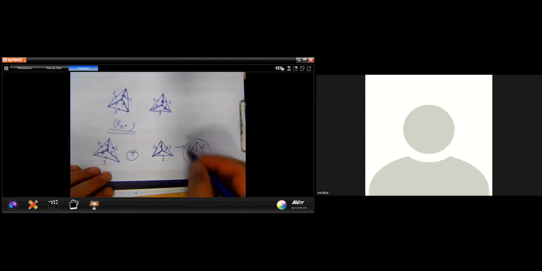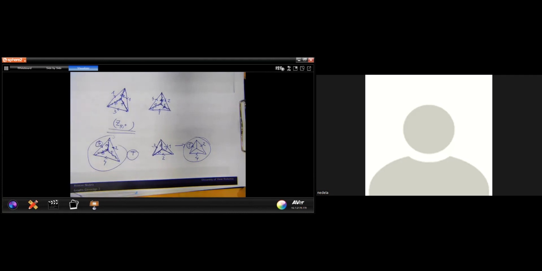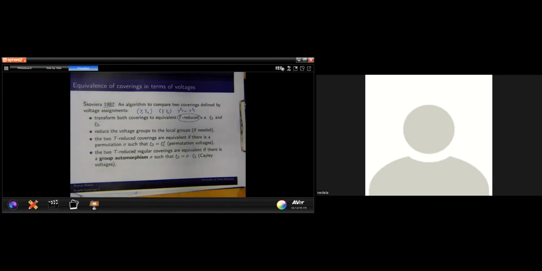And now I have to compare. And now I see that here it is different. So the voltages are non-equivalent. So this is the answer. If I got 4 here, then they would be equivalent.